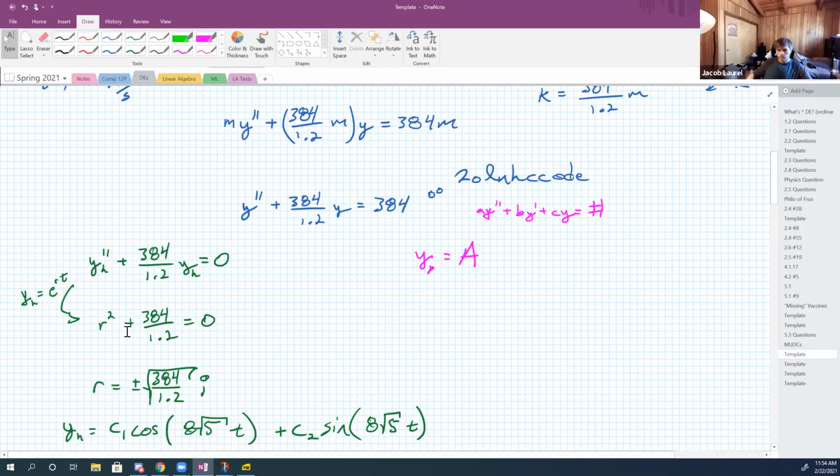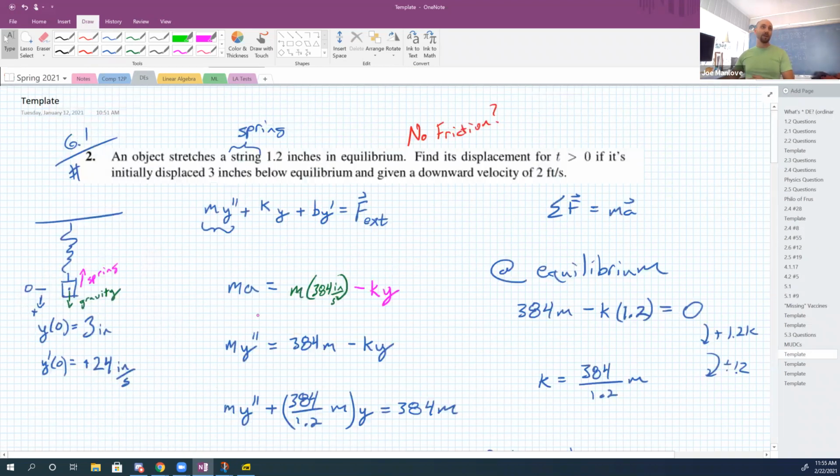I don't think it is. That's kind of up to interpretation, right? If I was writing this question and I wanted that interpretation, I would have said an object stretches a spring 1.2 inches in equilibrium under the force of gravity, and then said, find its displacement, assuming that gravity is turned off. I don't think it's fair to tell you that it stretches a spring under an ambient gravitational field without then assuming that the gravity's on for good.